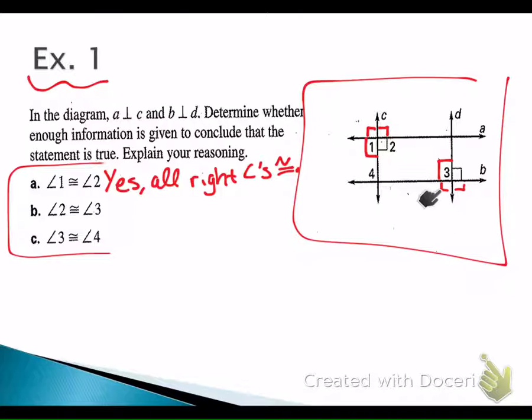All right, angle 2 and angle 3. Can we conclude that those are congruent? No. Are you sure? Yeah, you can. They're both what? Yeah, so it's actually the exact same answer. Yes, because they're both right angles. All right angles are congruent.